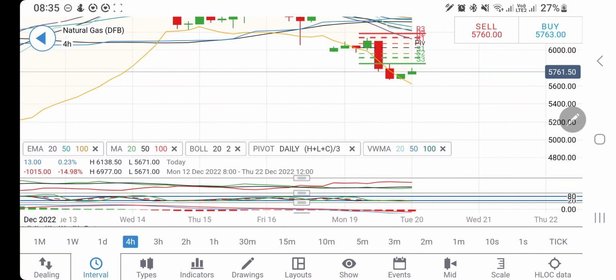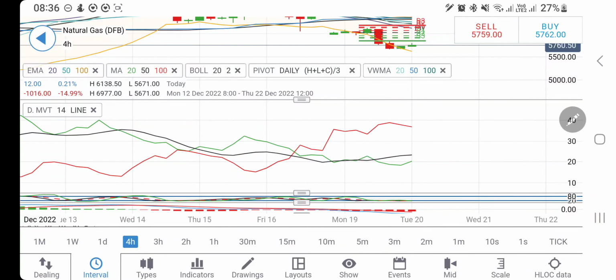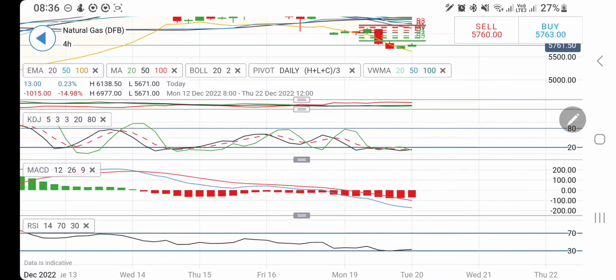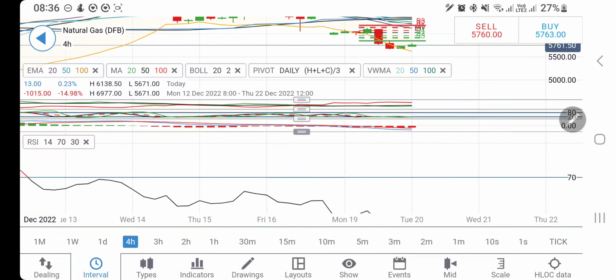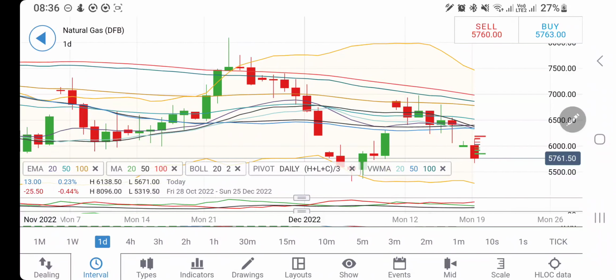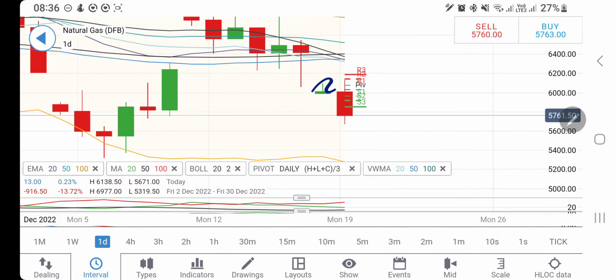And if you look at the 4-hour charts, likewise, it is trying to trade in green, but let's see how far it can. The directional movement is still bearish. The stochastic is oversold. The MACD is bearish. The RSI is also near to bottom. And now look at the daily charts here. See, the first red candle is here with higher highs, lower lows.